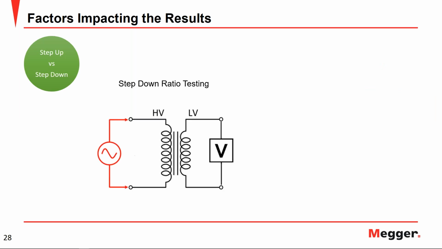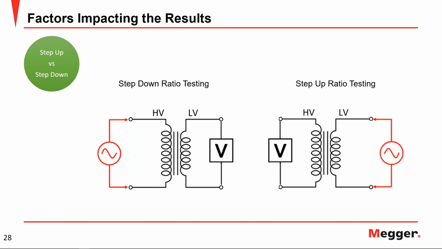So step-down ratio testing is when you inject voltage on the high voltage winding and you induce voltage on the low voltage winding. So for example, if this was a 10-to-1 transformer and you injected 100 volts on the high voltage winding, you would get 10 volts on the low voltage winding. On the other side, when you inject voltage on the low voltage winding, this is called step-up ratio testing because you're going to inject that 10 volts on the low voltage, and by a factor of 10, you will then get 100 volts on the high voltage winding. So step down versus step up is how you are applying or exciting the transformer in order to get your test voltage.